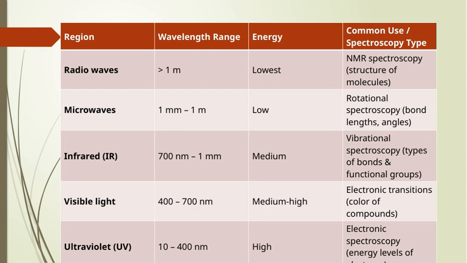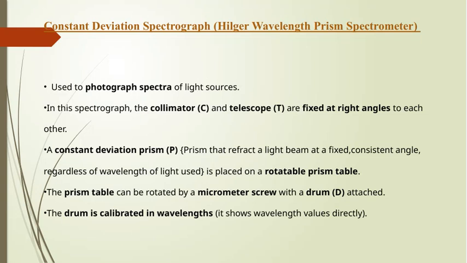Understanding these different regions of the spectrum is fundamental because each type of radiation interacts with matter in unique ways, enabling us to analyze molecules effectively across various spectroscopy techniques. Now, let's take a closer look at the constant deviation spectrograph, also known as the Hilger wavelength prism spectrometer.